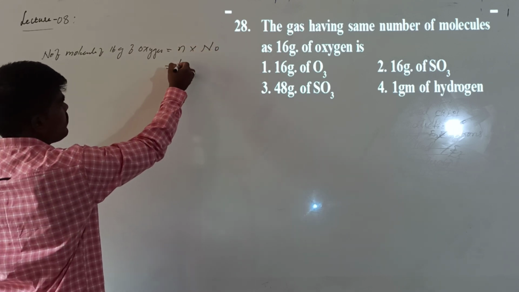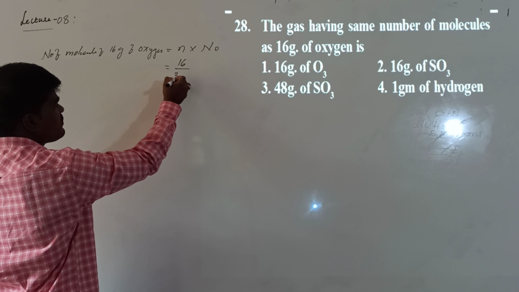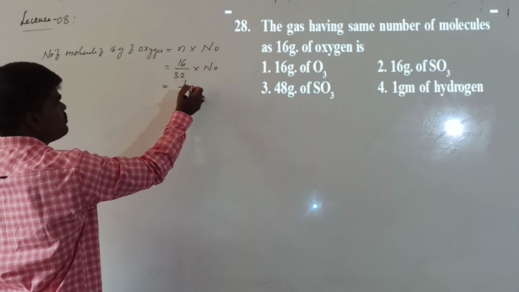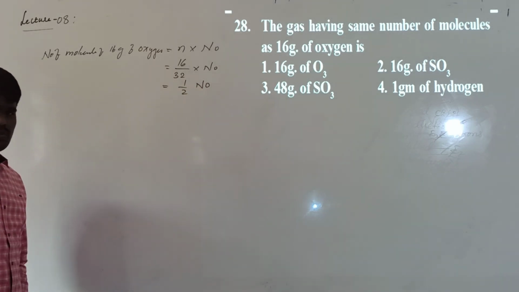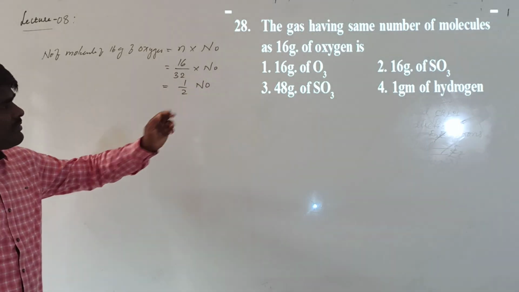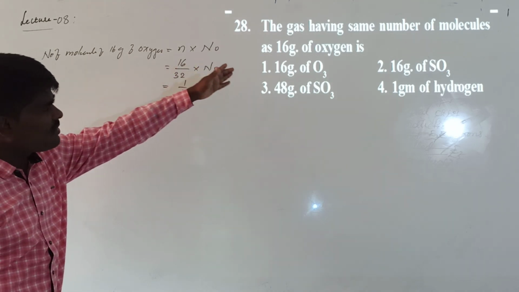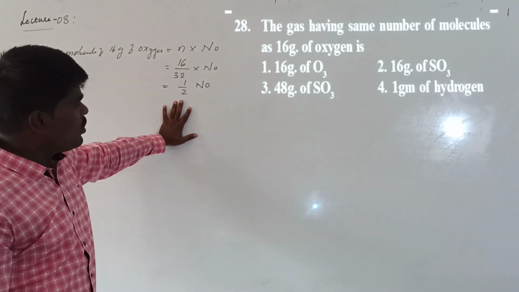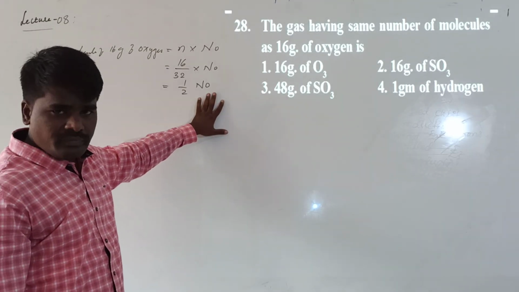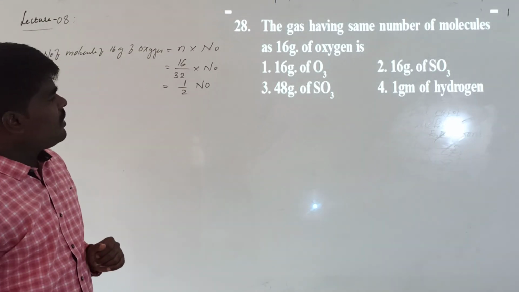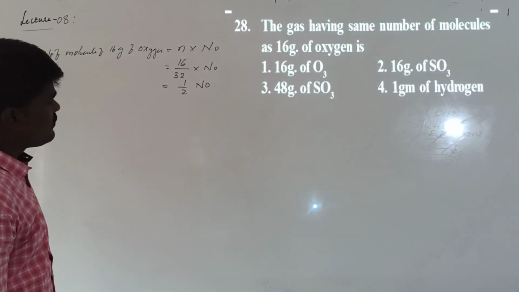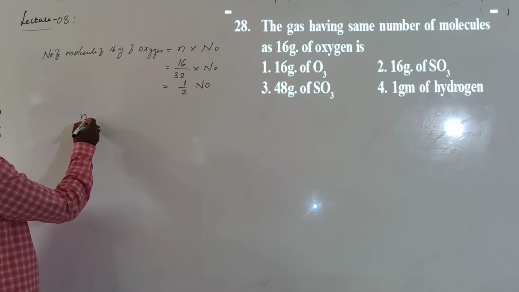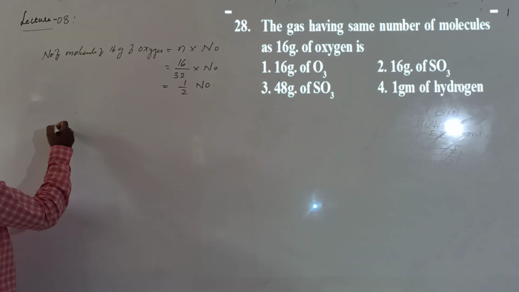How to calculate the number of moles? 16 by the molar mass of oxygen, which is 32. So it is 1 by 2 moles. Let us find out which of the following has the same number of molecules as that of 16 grams of oxygen. 16 grams of oxygen contains half mole, or 1 by 2 moles, of molecules.